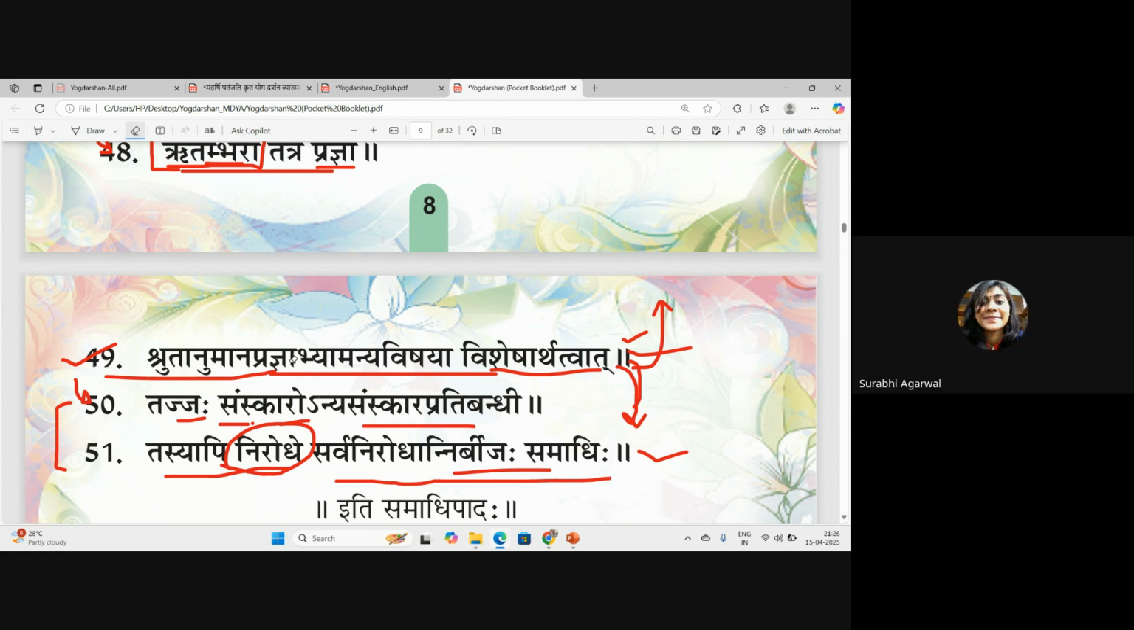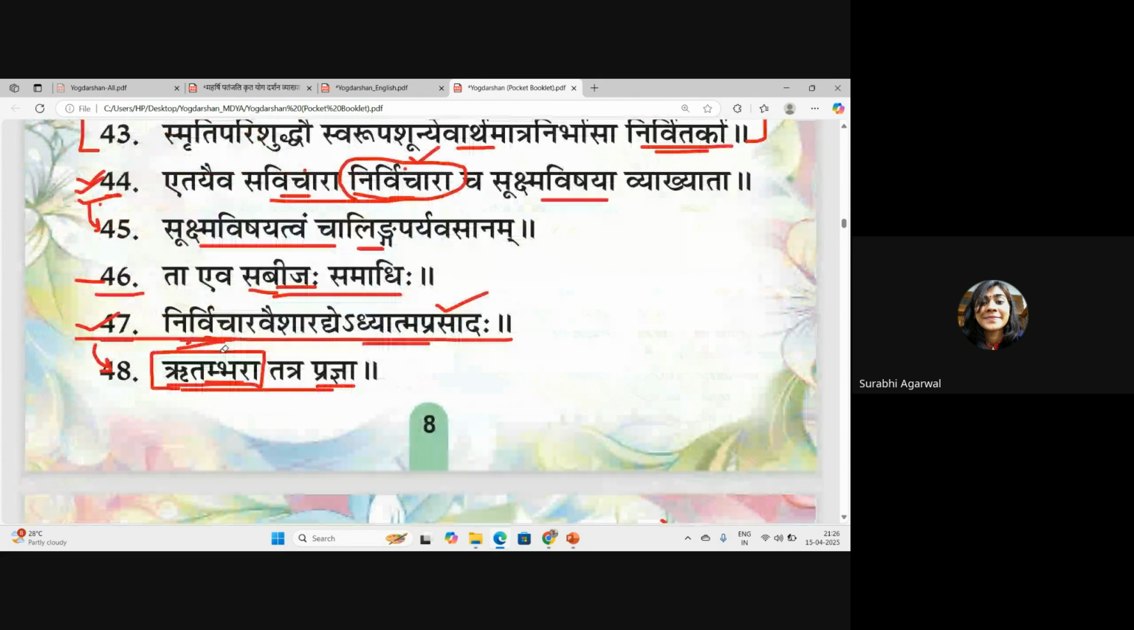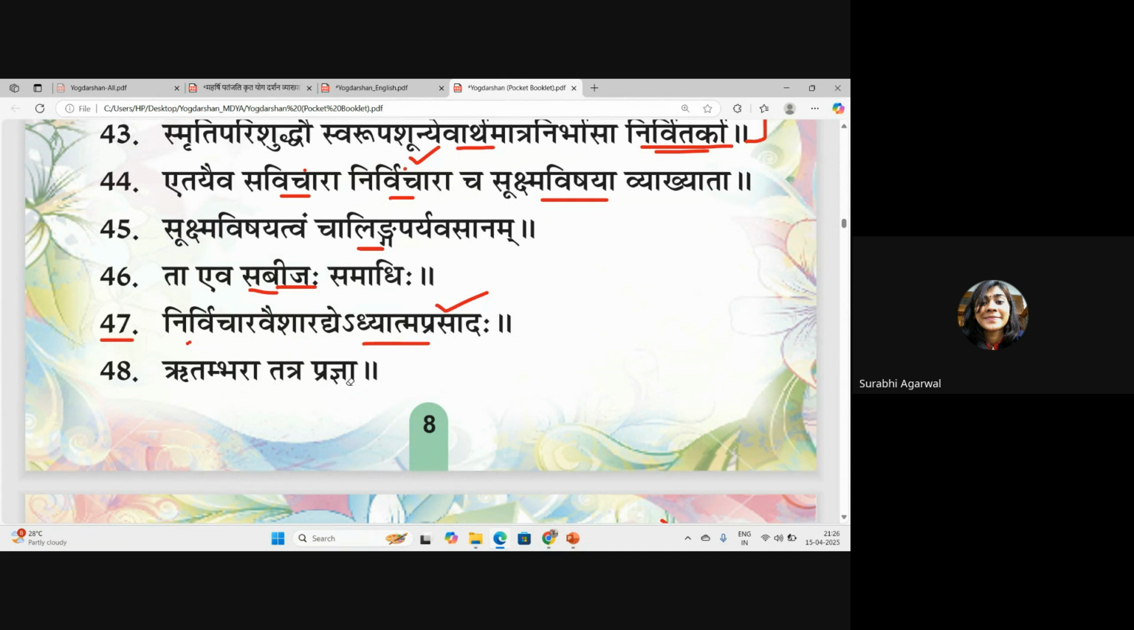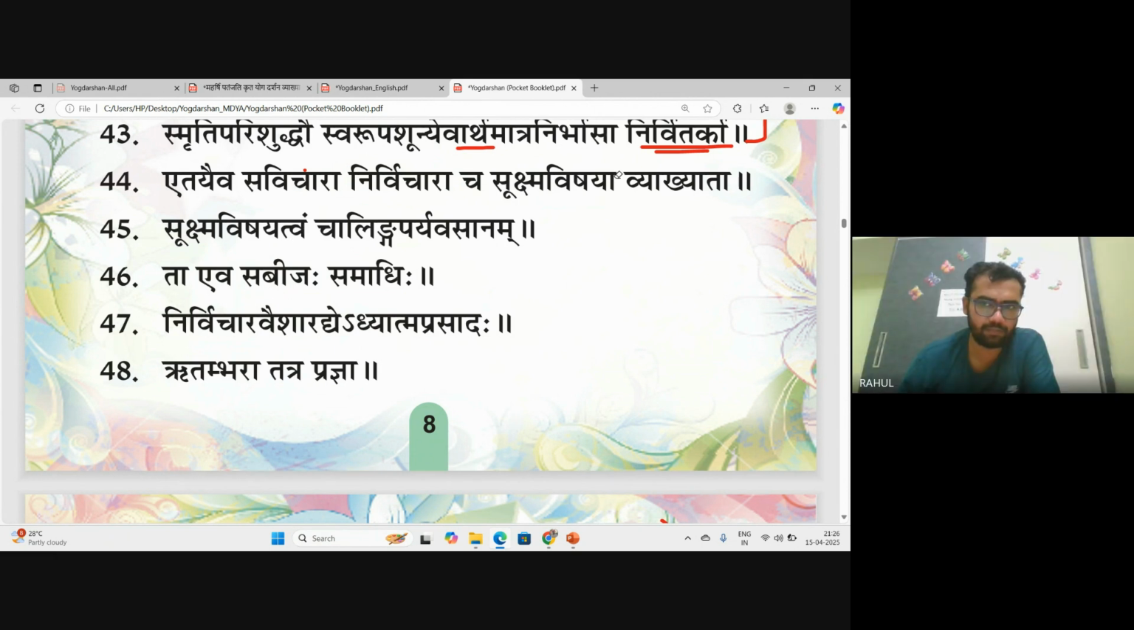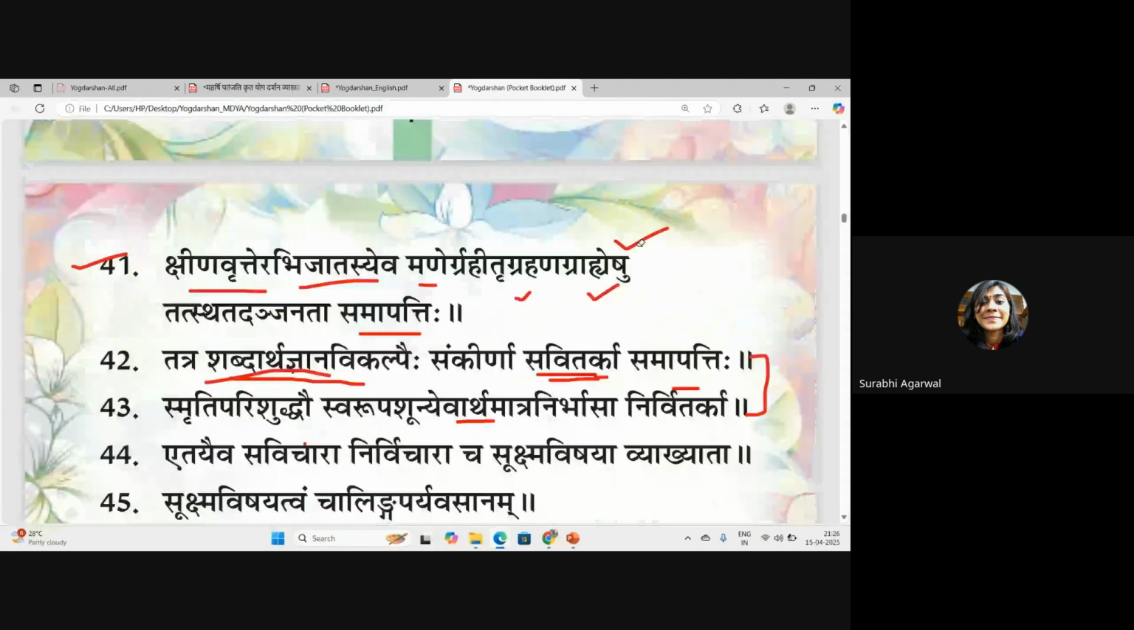Yes, Sir, Sutra 50 is Tajja Samskaro Anya Samskara Pratibandhi. It says that if the yogi gets attached to his powers, whatever siddhis he has got, then his karma sanskaras will get affected and he will not reach the final stage, the Kaivalya stage, that is Nirbija Samadhi. Only when all the samskaras, kleshas, vrittis all vanish, nirodha, as said in Sutra number 51, Tasyapi Nirodhe Sarva Nirodha Nirbija Samadhi, will the yogi attain Nirbija Samadhi.